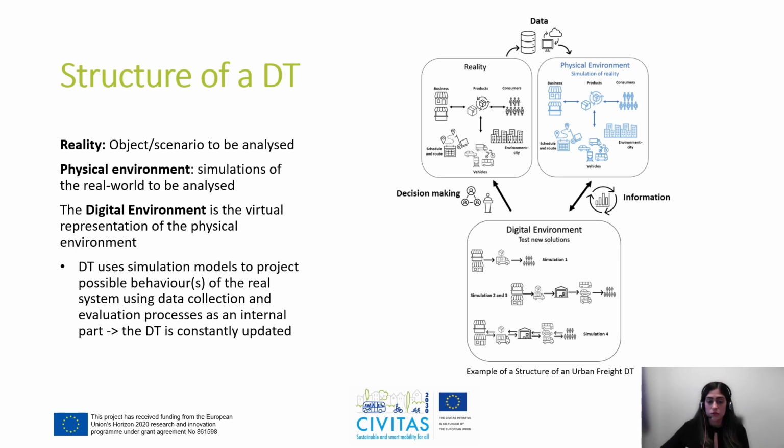There are three main counterparts. First is the reality, as we can see in the figure on the right, the object and the scenario that needs to be analyzed. Then we have the physical environment, which is the simulation of the reality of the real world to be analyzed. Finally, we have the digital environment, which is the virtual representation of the physical environment. A digital twin uses simulation models to project possible behaviors of the real system using data collection and evaluation process as an internal part. This means that the digital twin is constantly updated.